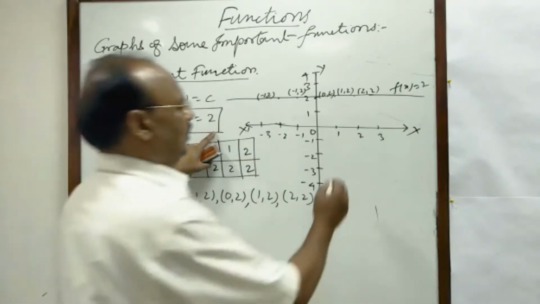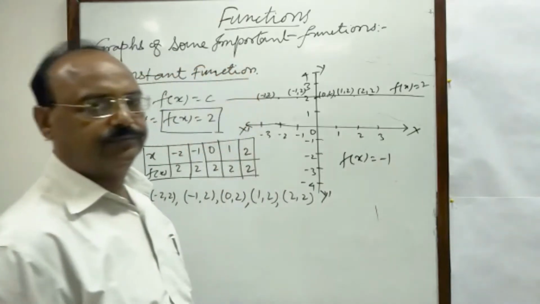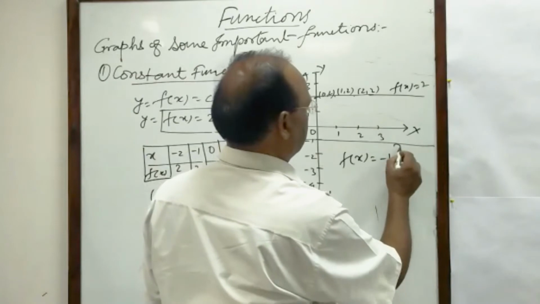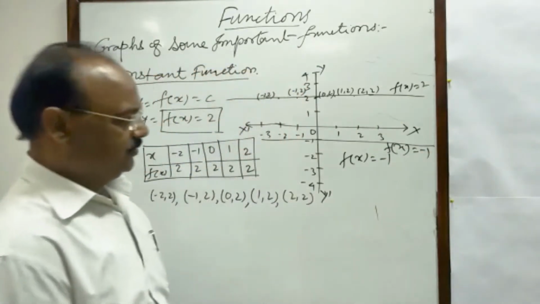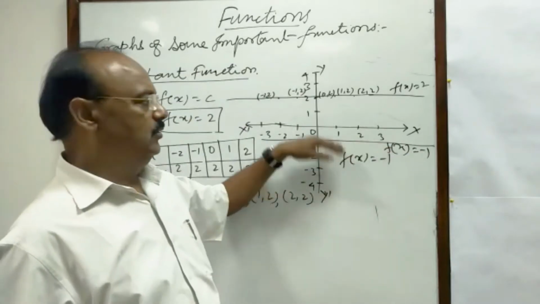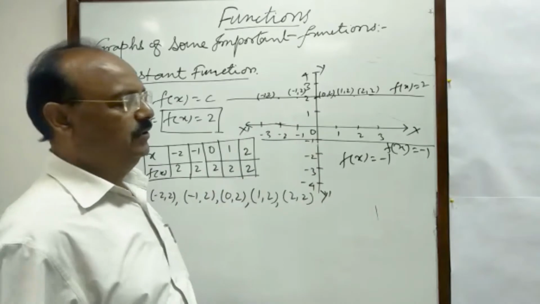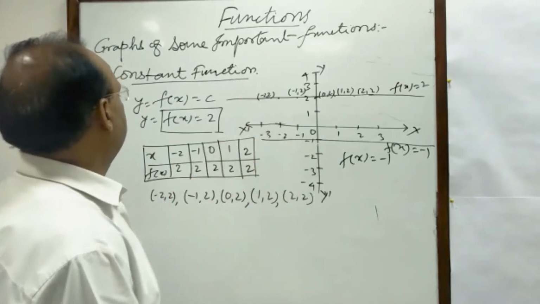If suppose f(x) is equal to -1, then you can understand the graph will be like this. For f(x) = -1, this line will be parallel to the x-axis passing through y = -1. So I hope this is clear to you. Now next function we will see.